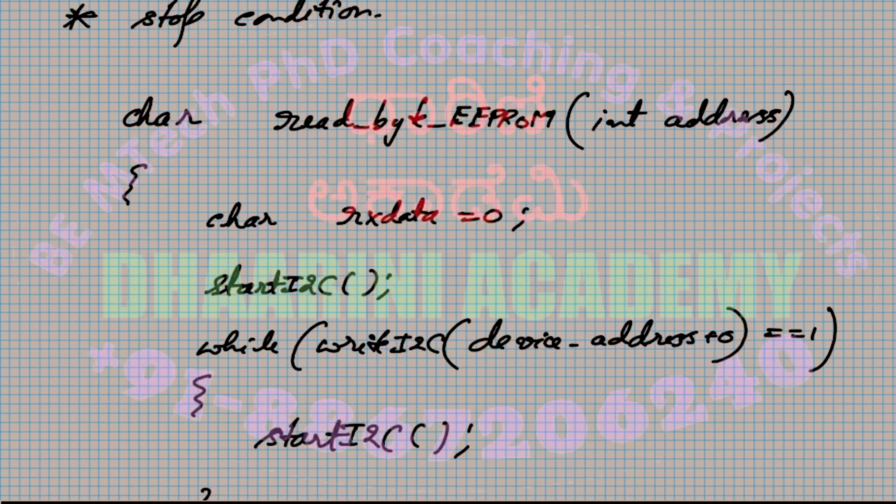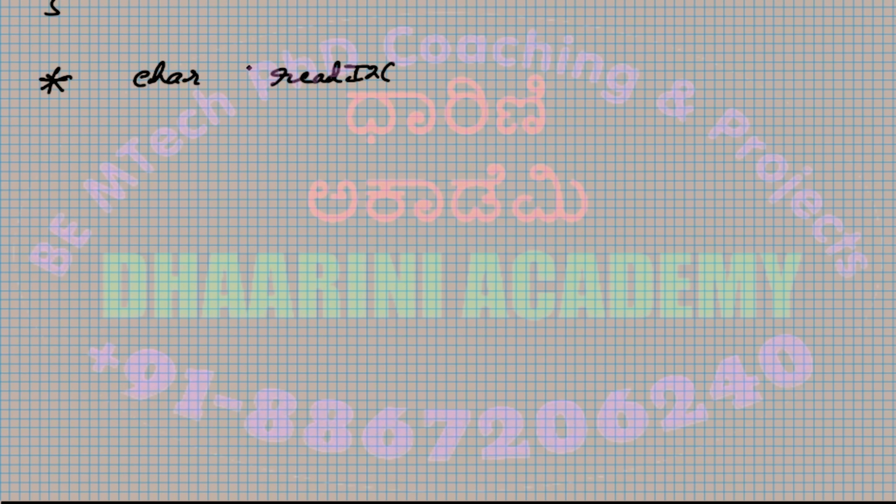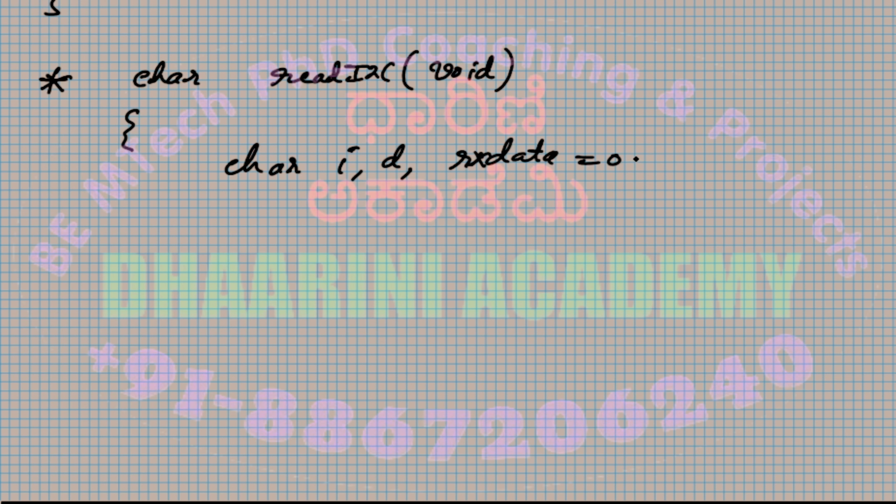I'll go back to the top to show you. Yes, Rx data is a character, so it has to return a character, but you don't have to pass any variable to the function. So the return type is character, and read I2C takes void. Are you okay with why we are doing this? All right, let's define the required variables. They are of type character: I, D, and Rx data equal to 0. Normally we read 8 bits at a time.